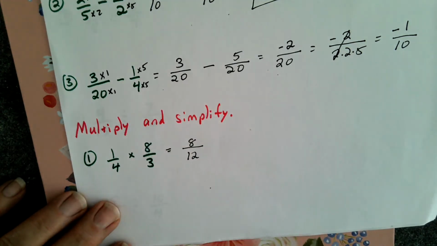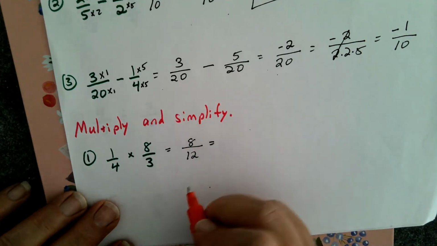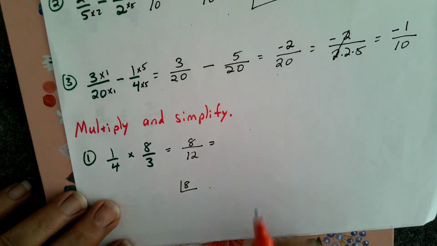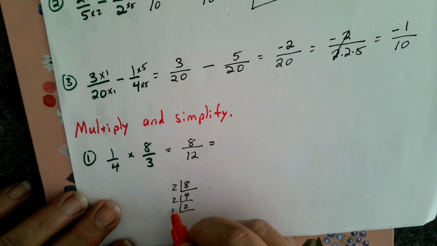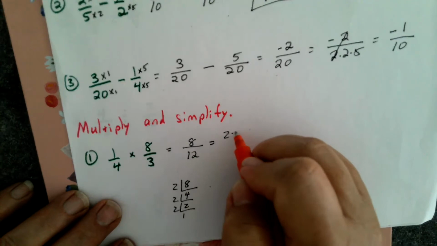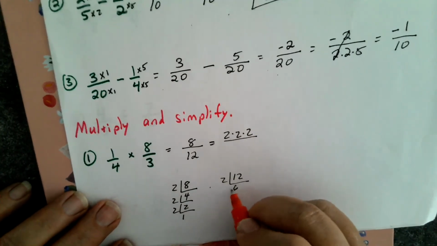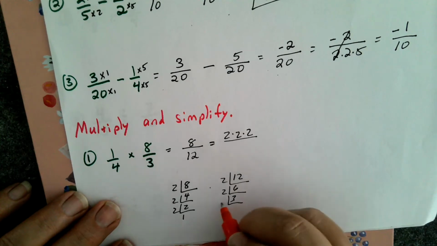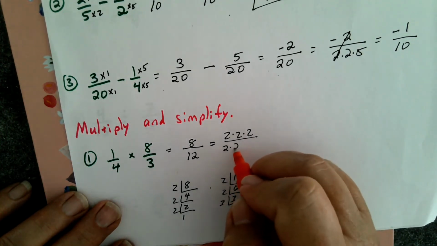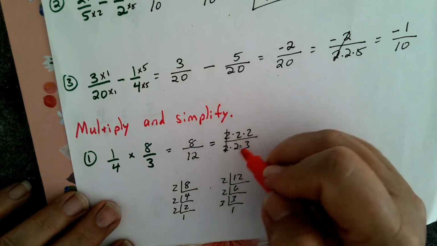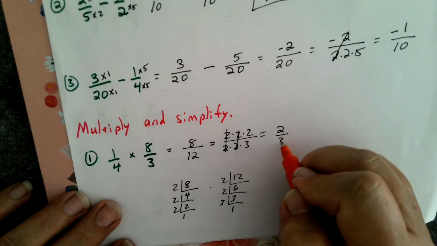Easy enough. And then once you get there, you want to break them down into their prime factorization. So again, I'm going to take the 8 and do the factor ladder. So 2, 4, 2, 2, 2, 1. So 8 is 2 times 2 times 2. And 12 is divisible by 2, 6 times, divisible by 2, 3 times, divisible by 3, 1 time. Again, you stop when you get that 1. So I have 2 times 2 times 3. I can cancel two 2's from each, and I'm left with 2 divided by 3.